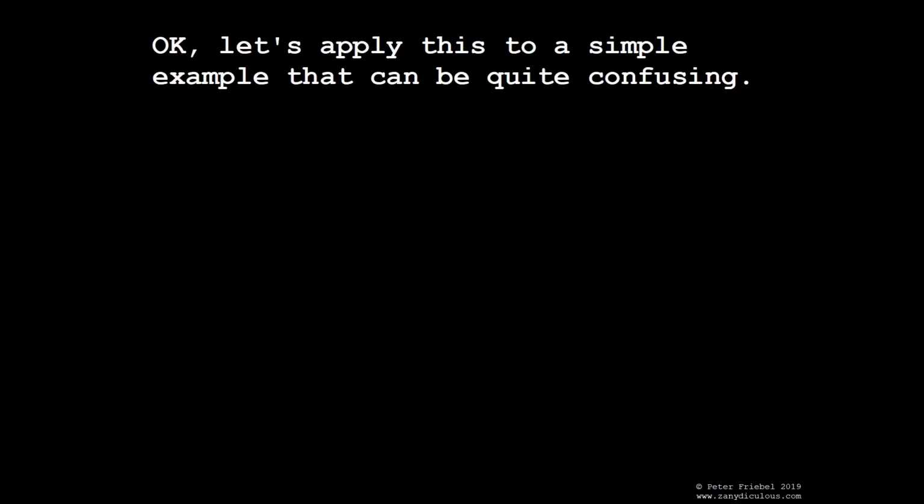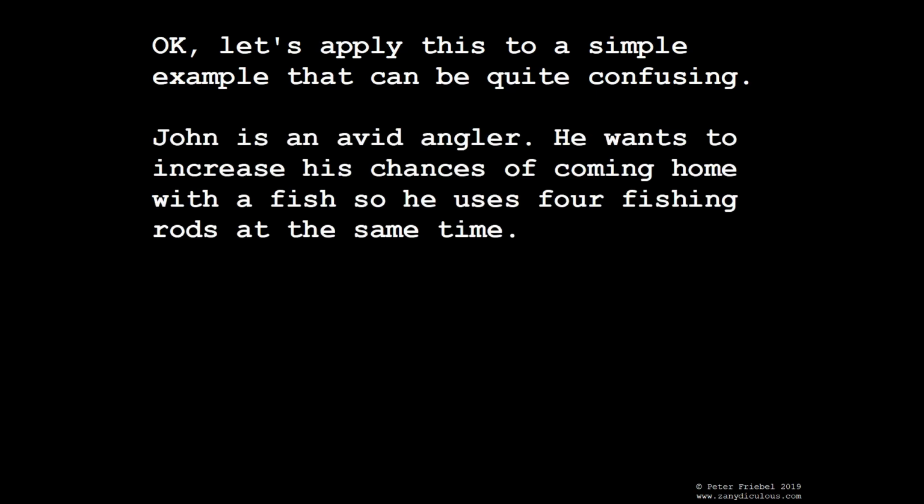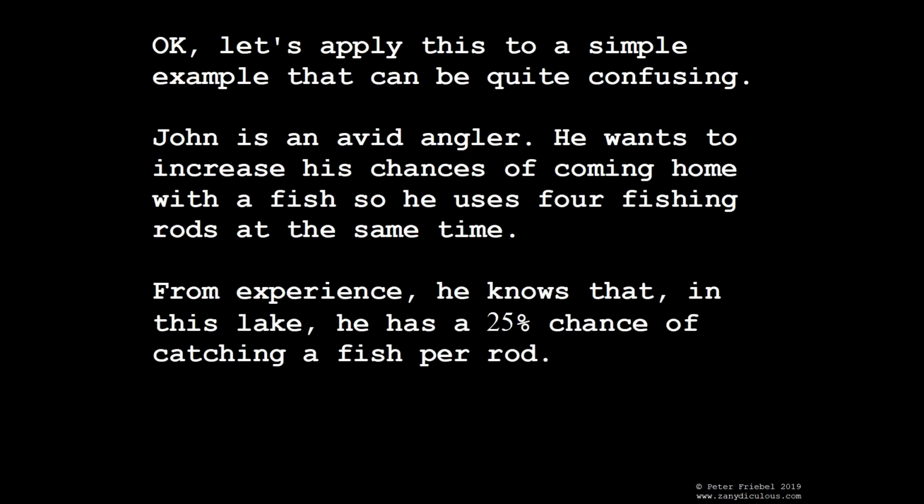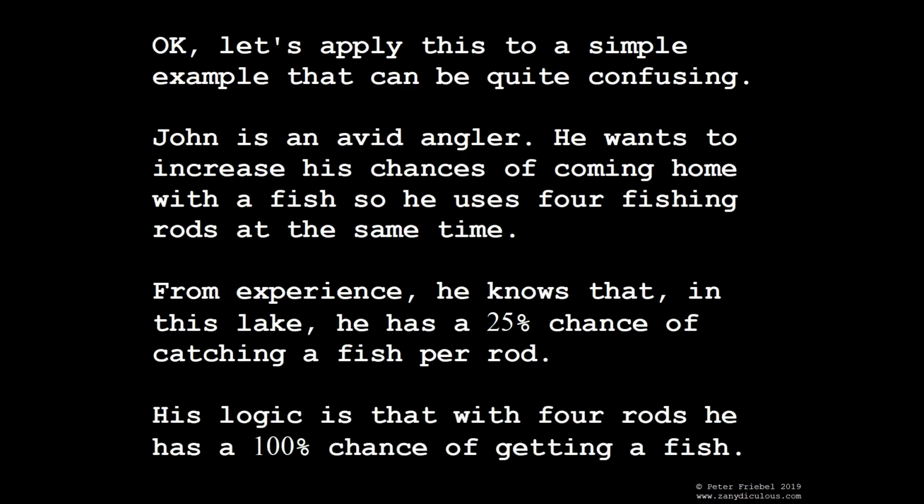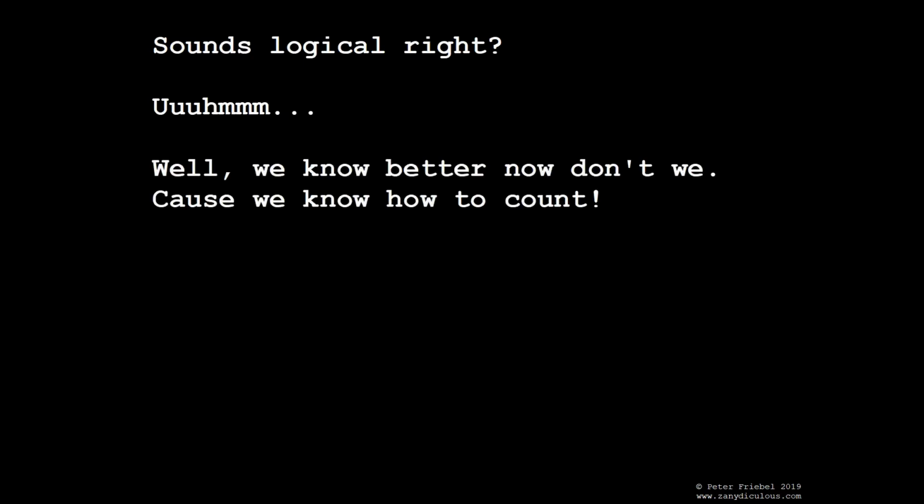Okay, let's apply this to a simple example that can be quite confusing. John is an avid angler. He wants to increase his chances of coming home with a fish, so he uses 4 fishing rods at the same time. From experience, he knows that in this lake, he has a 25% chance of catching a fish per rod. His logic is that with 4 rods, he has a 100% chance of getting a fish. Sounds logical, right? Well, we know better now, don't we? Because we know how to count.